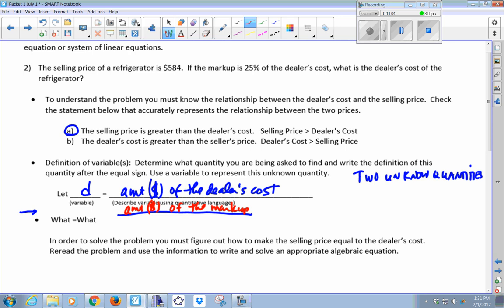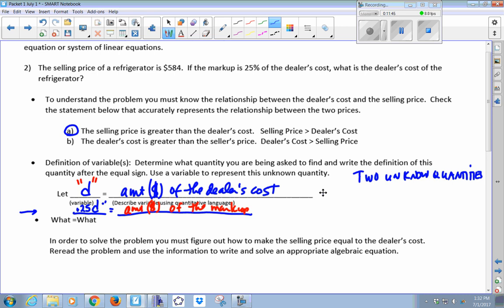Remember, percentages have no units attached to them. This D represents a number and it has a unit. The unit is dollars. 25% has no unit. So in order to get the unit in here of dollars, you have to multiply 25% by some amount of money. So the markup cost itself is a piece of D. And what piece is it? It's 25%, or a quarter, of D. So that represents the markup price.